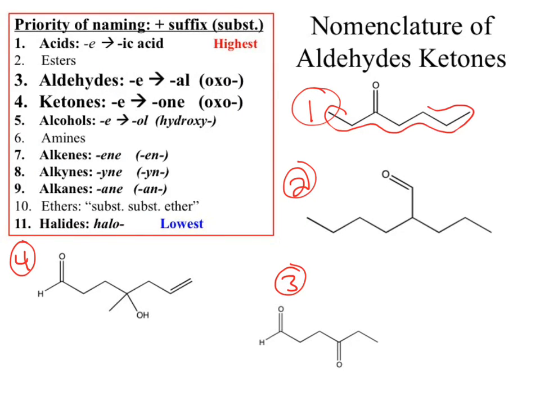Count out or circle your main chain, I think, is the most important thing. We got 1, 2, 3, 4, 5, 6, 7. So we're hept. Our carbon functional group, or our alkyl functional group, is all sp3 hybridization, so we can say an. We have a ketone, so it becomes heptanone.